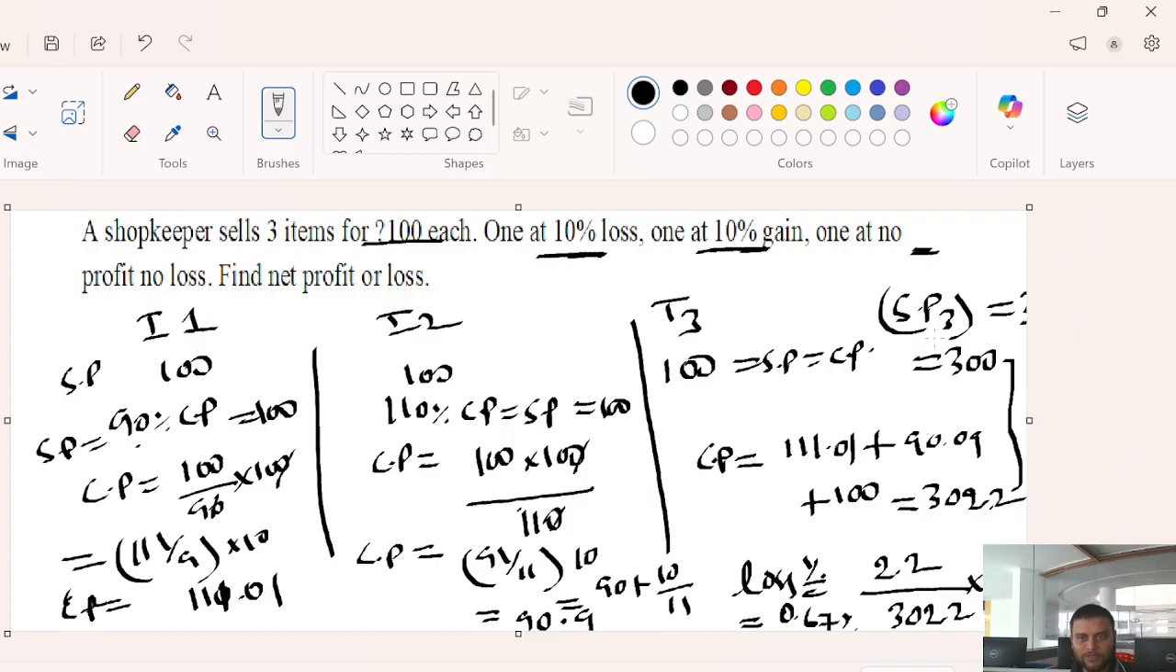So for this question, guys, your answer will be 0.67, where we are individually finding out cost prices as per the given situation. But in the previous example, we had a direct formula, x plus y plus xy by 100, which I showed you at the starting.